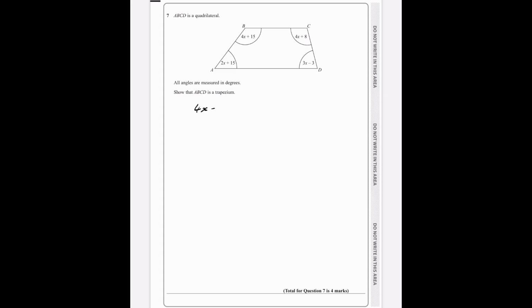Angles in a quadrilateral will sum to 360, so that allows us to construct an equation. Add together the 4 angles. And that gives us a way of solving it and finding the value of x. So collect like terms, collect the x's, collect the non-x's, subtract 35 from both sides, and divide by 13. We work out x to be 25.